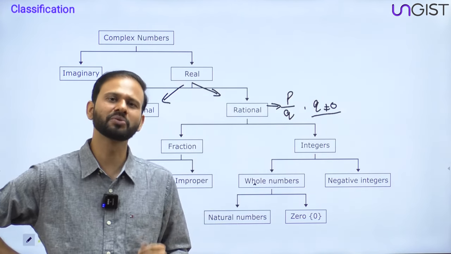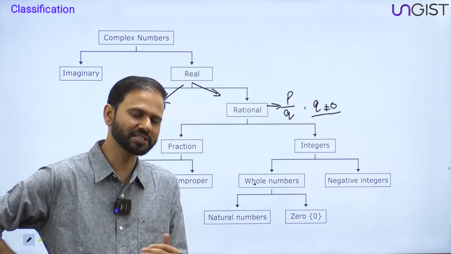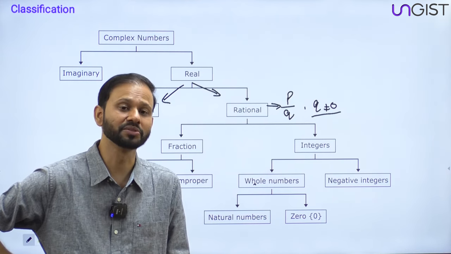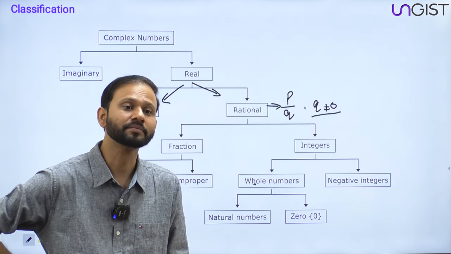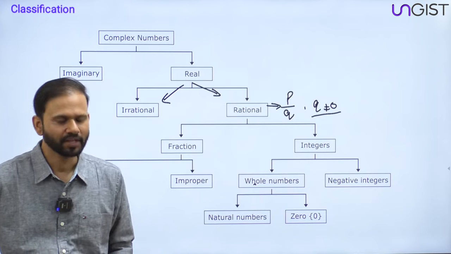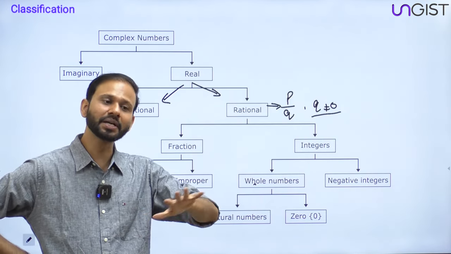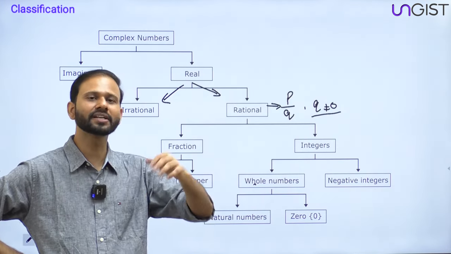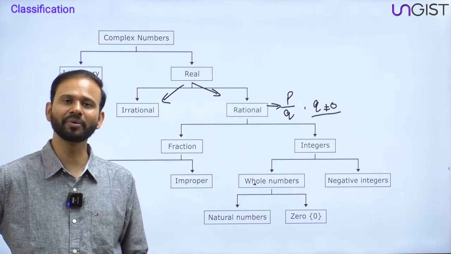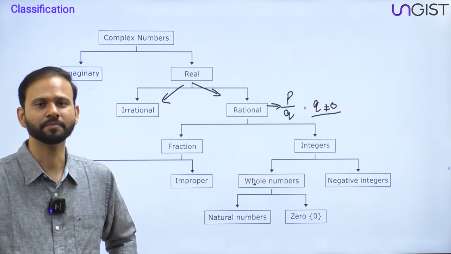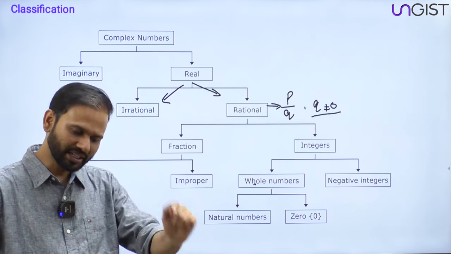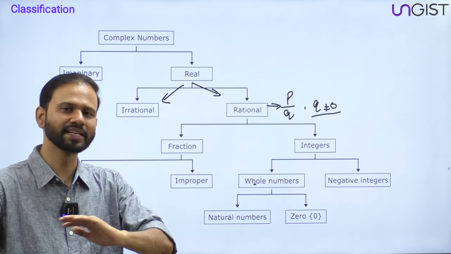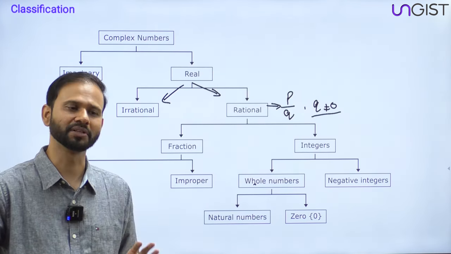Now, after that, where q is not equal to 0. When I say q is not equal to 0, what is the meaning of this? When the denominator is not 0. Exactly. Denominator can't be 0. Now, why not? Why can't the denominator be 0? Until you go this deep, you will not be able to prepare at the UPSC level, I am telling you.